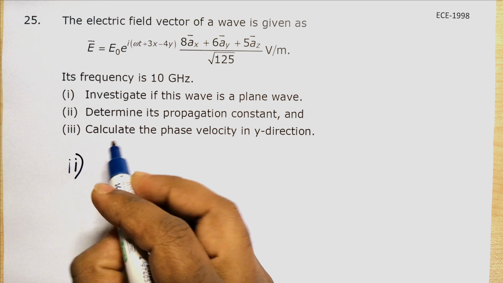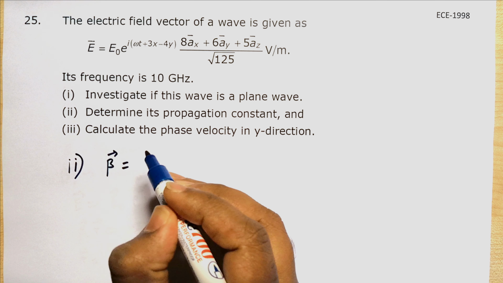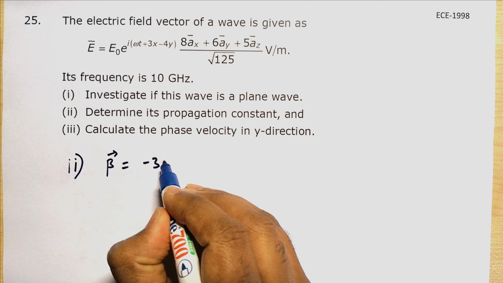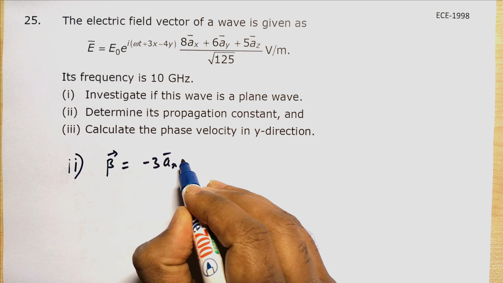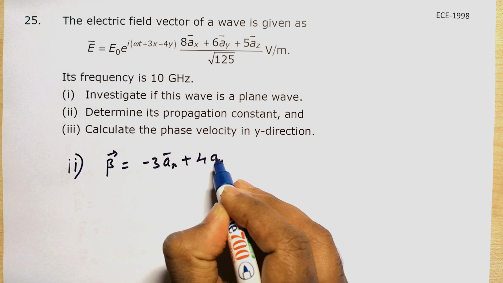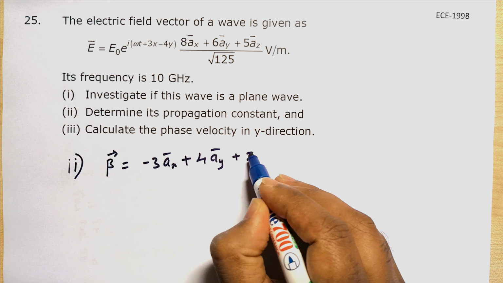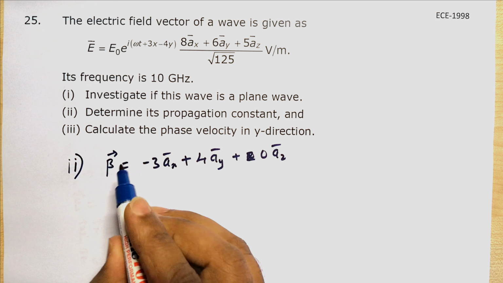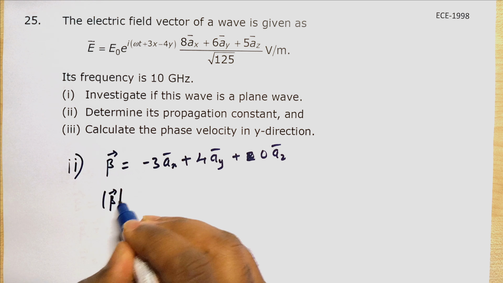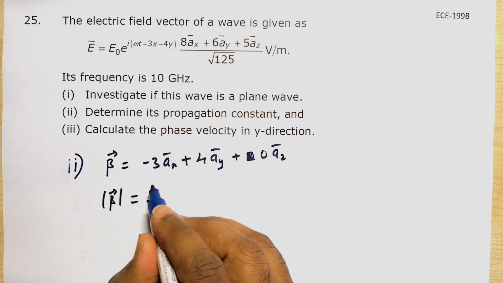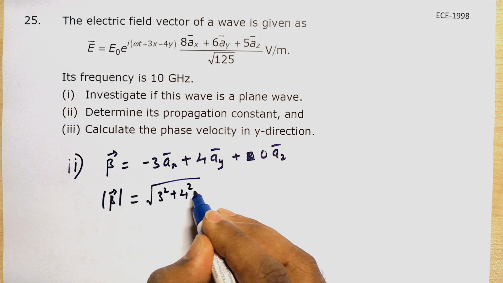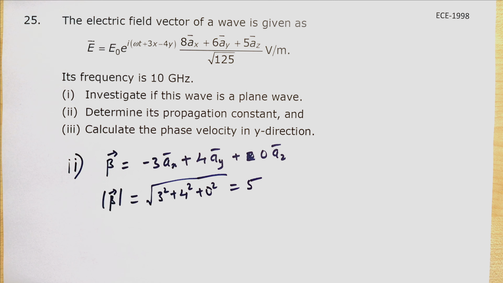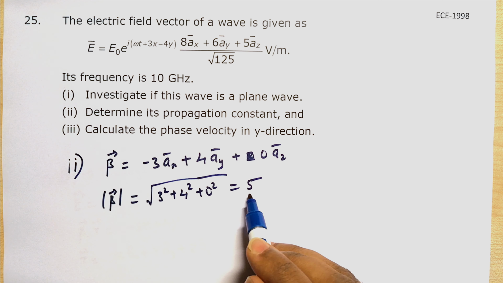The propagation vector, which we saw from the previous solution of the first question, is 3ax plus 4ay plus 0az. So the propagation constant can be simply determined as the magnitude of this vector, which is the square root of 3 square plus 4 square plus 0 square, which is 5. So the propagation constant in this case is just 5.